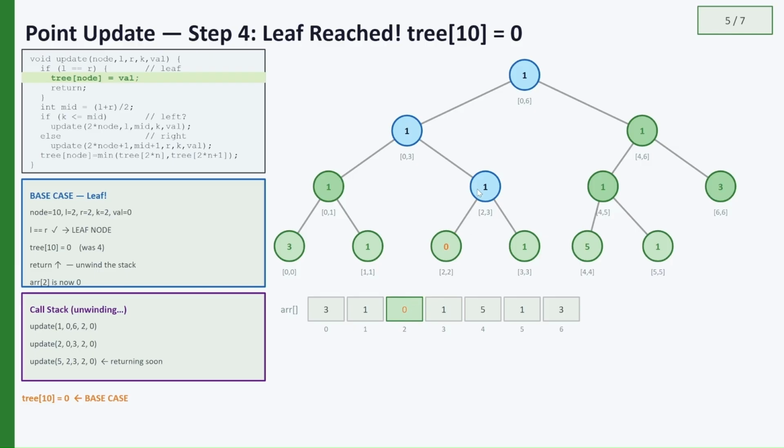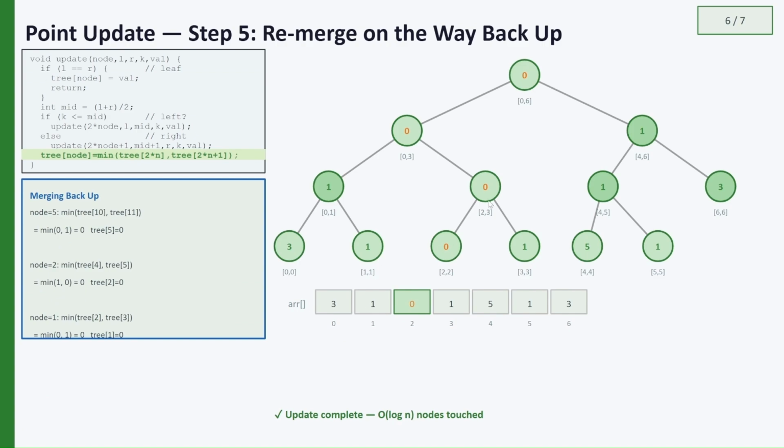Now we need to fix each of its ancestors. On the way back up, each node recomputes its value as the minimum of its 2 children. Node 5 becomes the minimum of 0 and 1, which is 0. And node 2 becomes the minimum of 1 and 0, which is also 0. And node 1 becomes the minimum of 0 and 1, which is again also 0. And all of these 3 merge operations cost O of 1 time. So now the tree is fully consistent again. The total cost is order of log n. That's the point update done.